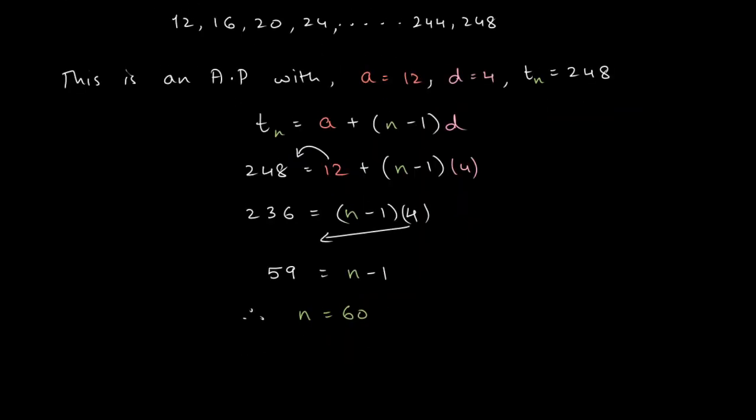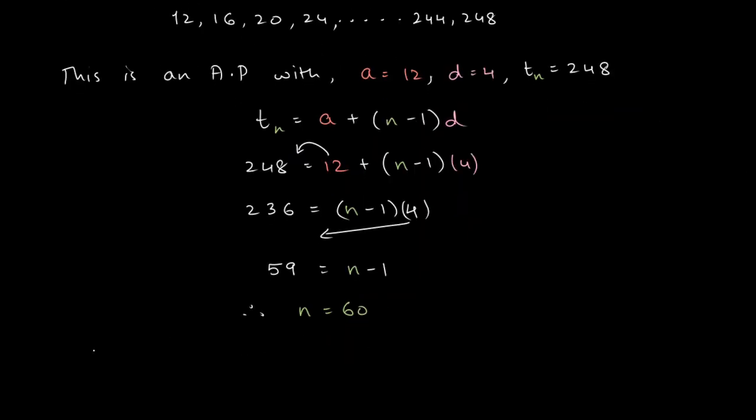So this is going to be my final answer statement. Therefore, there are 60 multiples of 4 between 10 and 250. This is my final answer.